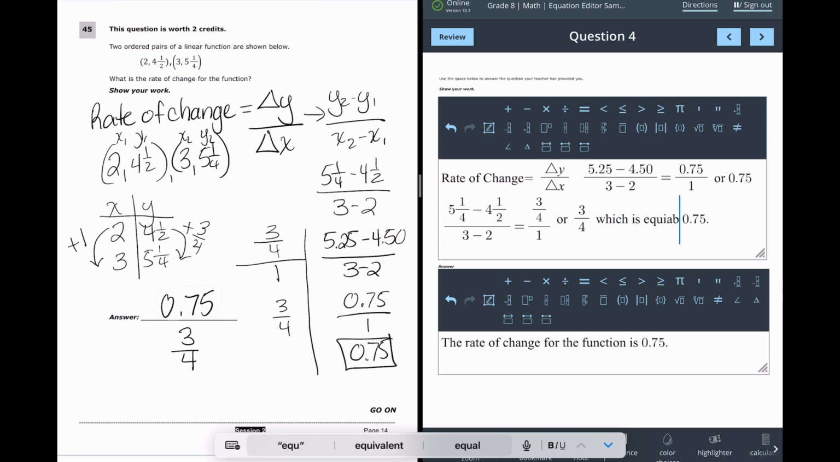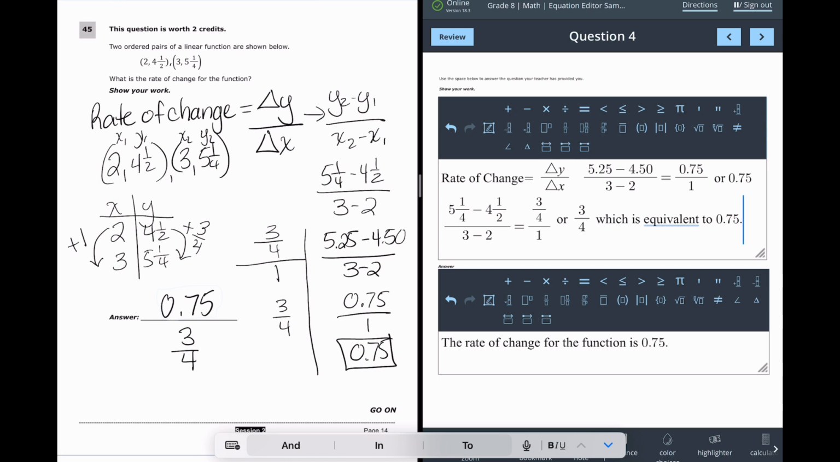Which is equivalent to 3.75. All right, and done. So there you have it. Give yourself a point if you have the answer 0.75 or 3/4. Either one is correct, and give yourself a point if you were able to clearly show how you got that answer, that response.